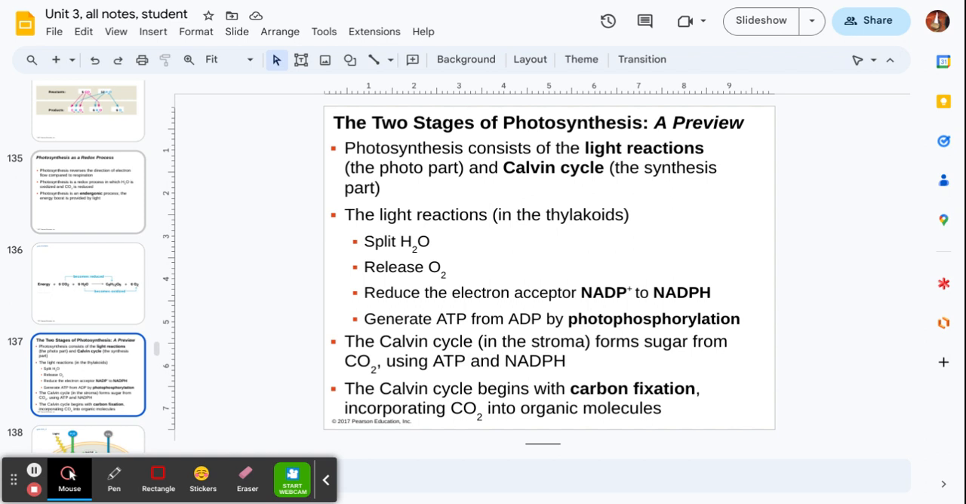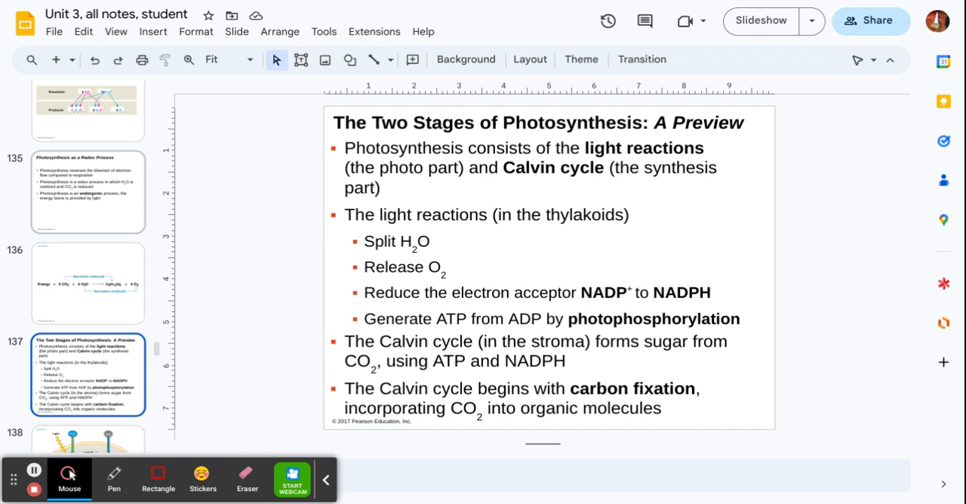The light reaction is going to happen in the thylakoid, in that thylakoid membrane that we were talking about. And the big players in this are going to be our water. Our water is going to get split. That's going to release oxygen. But when we do that, we release an electron.